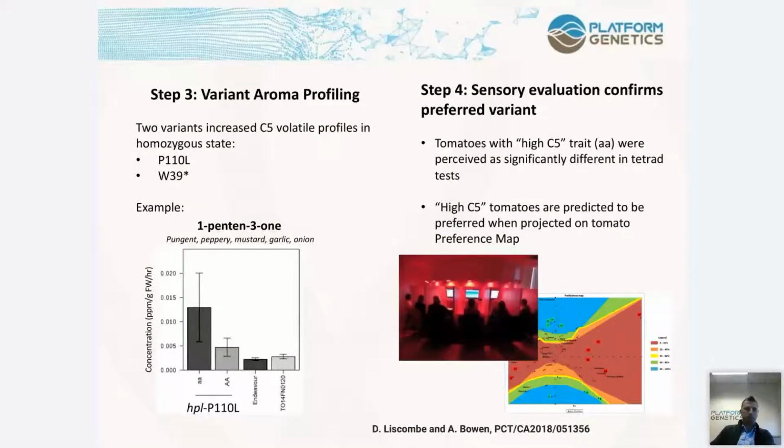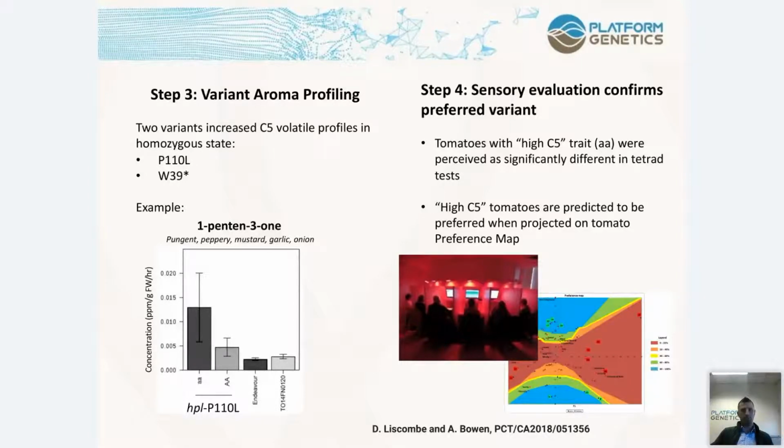The next step is the biochemical profiling, or phenotyping, of those variants. For 2 of the variants, it was biochemically validated that they did have increased C5 volatile production in the homozygous state. That's a head-to-head comparison of the homozygous variants that we pulled out in our screen versus their wild-type siblings. The 2 variants were one being that very early premature stop codon, denoted W39 stop, and another missense mutation, the proline mutation denoted P110L, which was predicted to be deleterious to protein function as well.